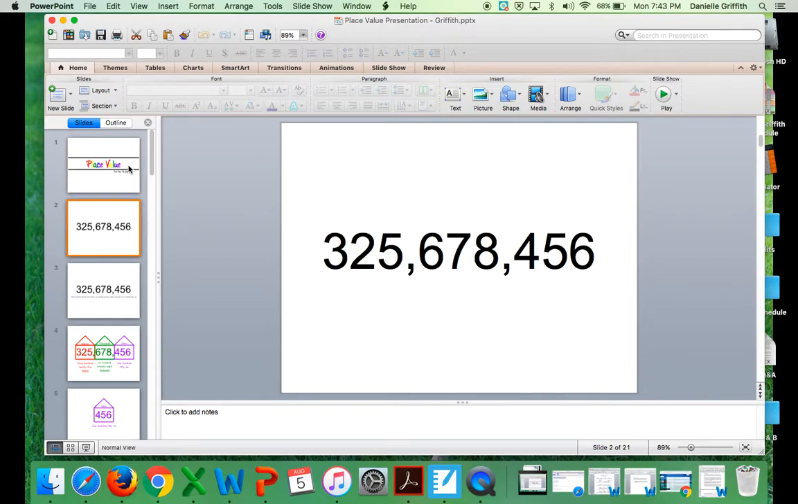Here is the number that we're going to be working with. As you can see, it's a very large number. If I were to say this number out loud, it would sound like this: 325,678,456. When we talk about place value, we're talking about the value that a digit or number has by its position within a number. So each number here has a certain value or amount that it's worth.